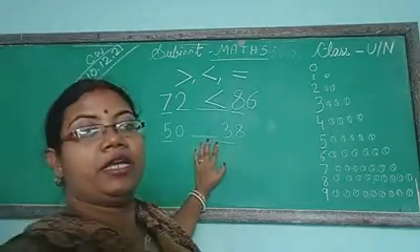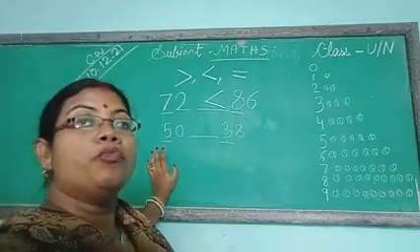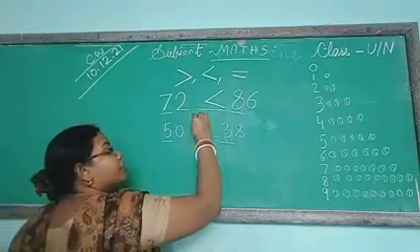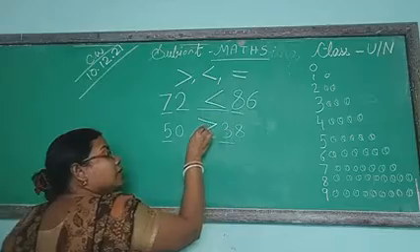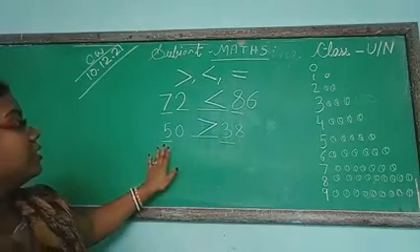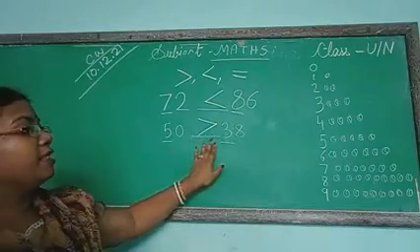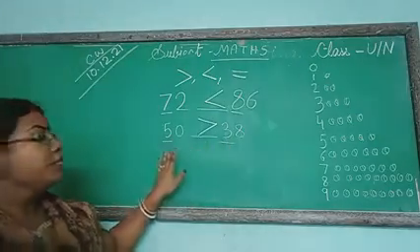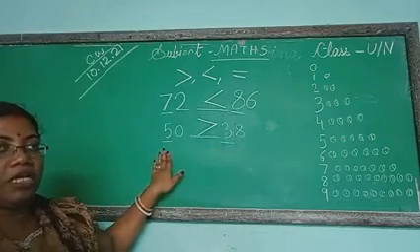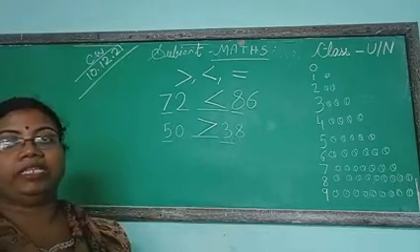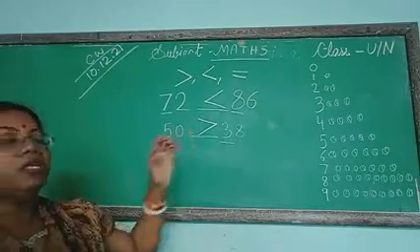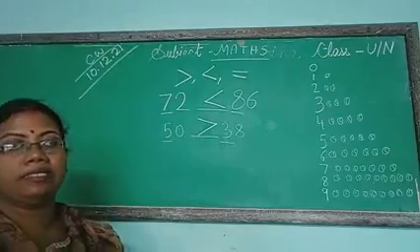50 or 38? We will open the mouth toward 50. See. Now how will we read? We will read it as 50 is greater than 38. We will see whether the first number is small or big, and according to this, we will say greater than or less than.